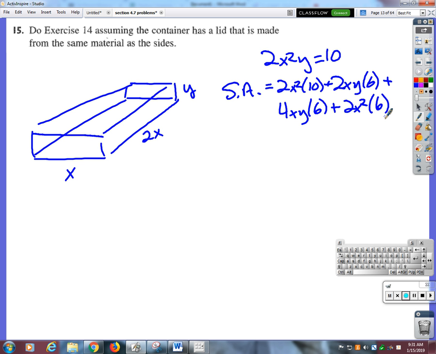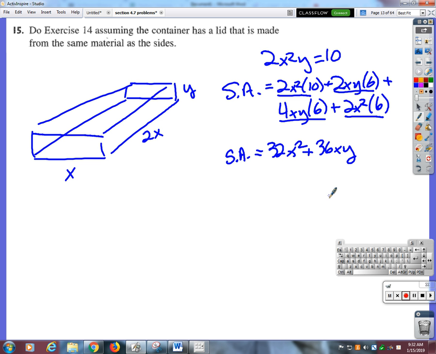Okay, so we got a bunch of like terms to combine. Got it. So we got 20x squared right here and 12x squared right there, right? So we got 32x squared. Yes? Then I have 12xy right here and 24xy right there. So that means I have 36xy.